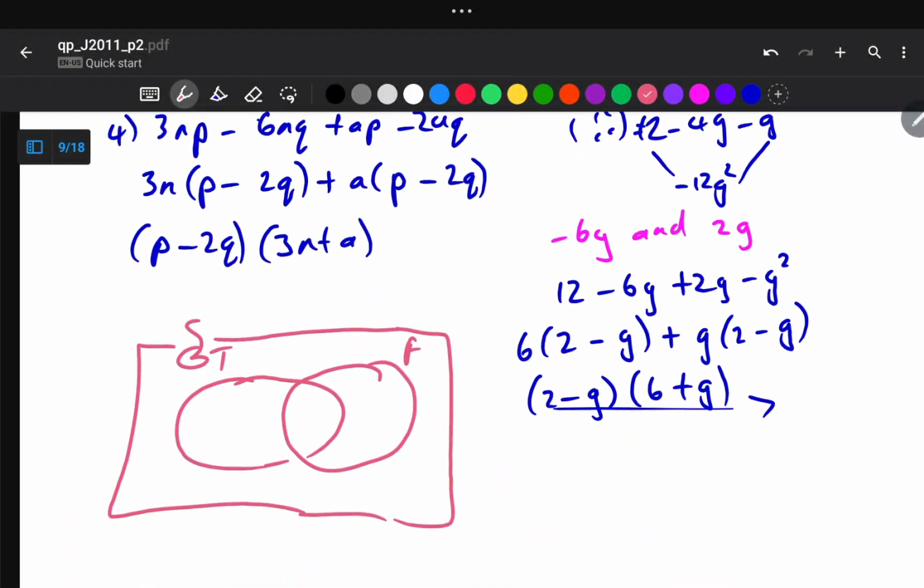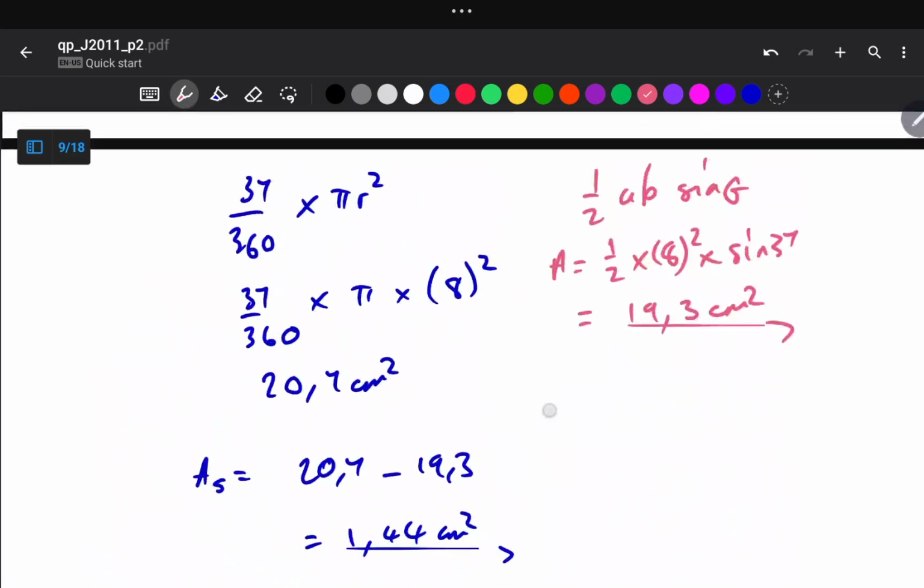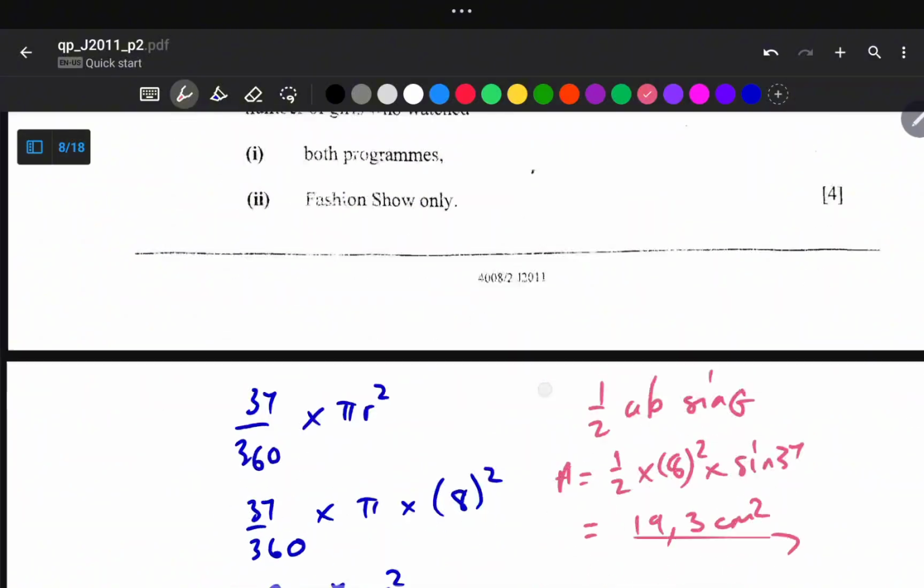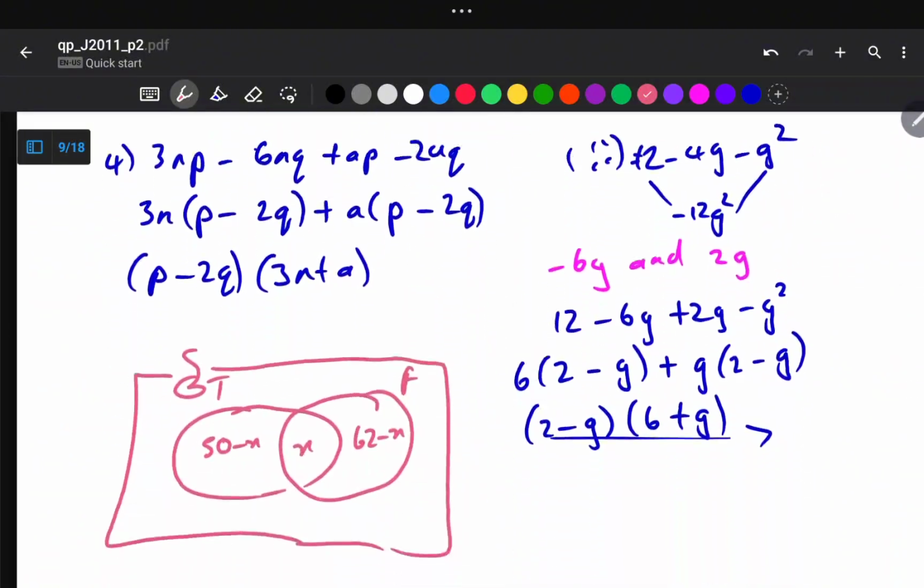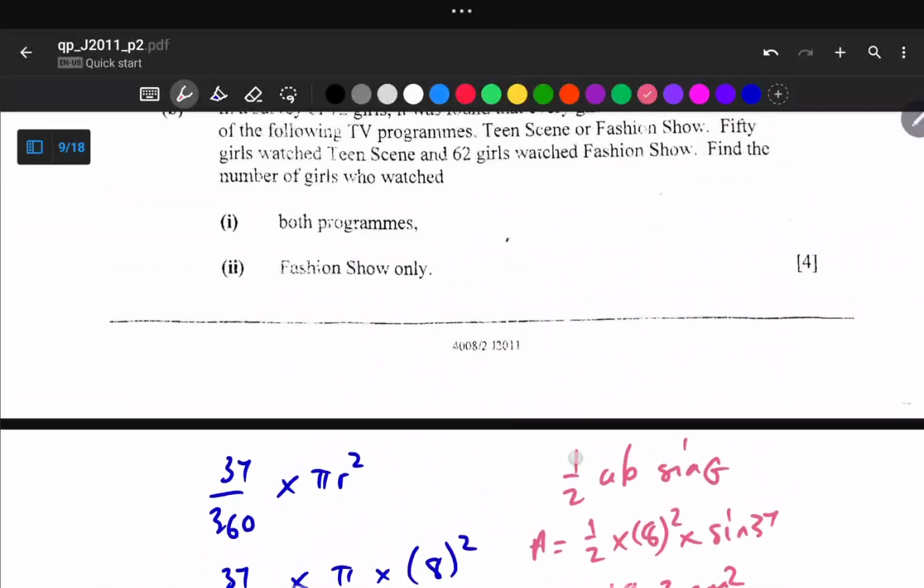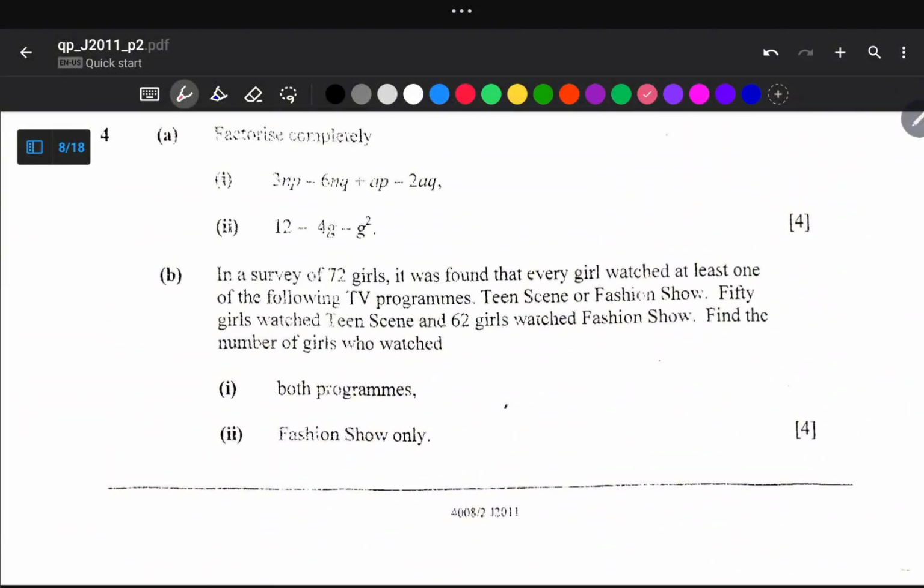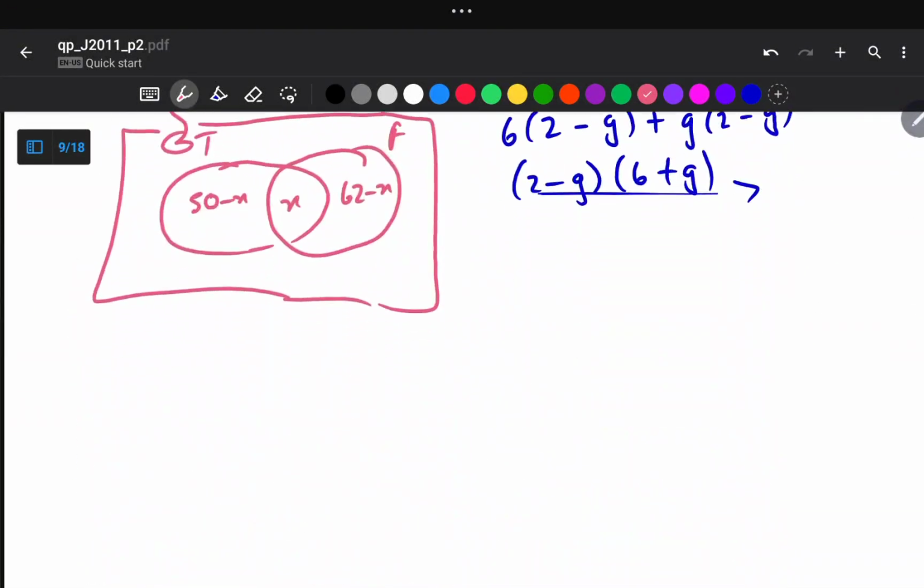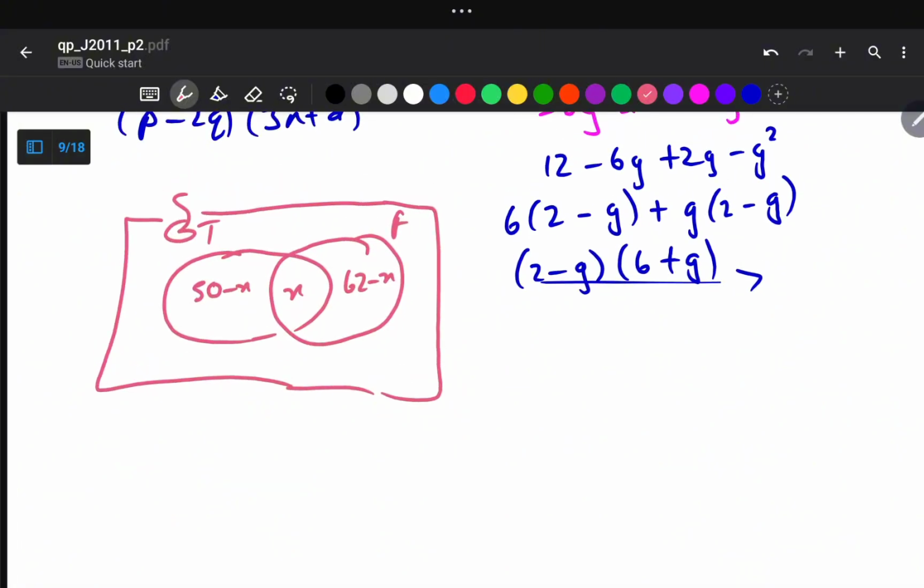So we can now say it is 50 minus x, and here for fashion show it is 62 minus x, and x is the number of girls who watched both the teen scene and the fashion show. So for us to calculate the number of girls who watched both programs, we say the number of girls who watched both programs is x.